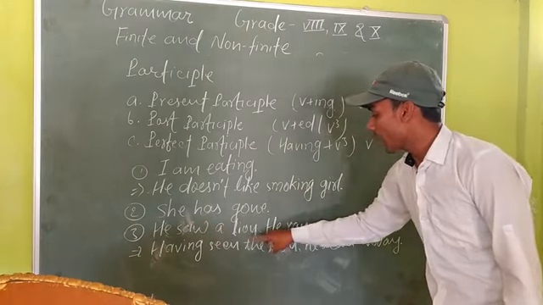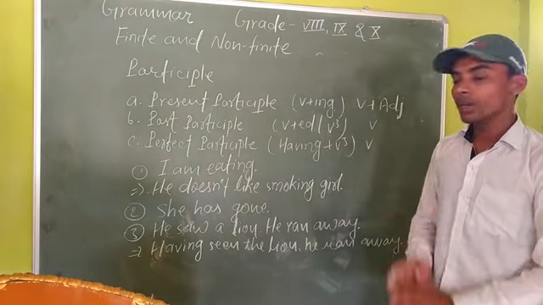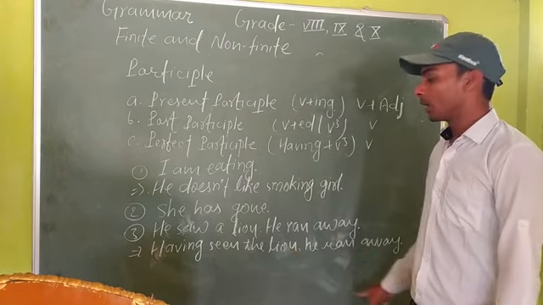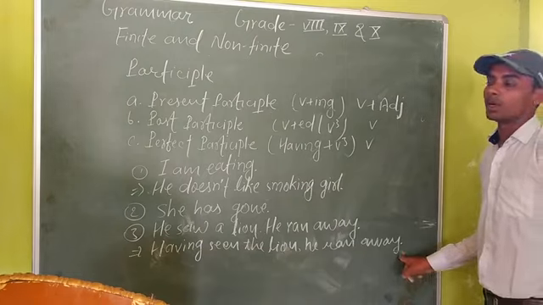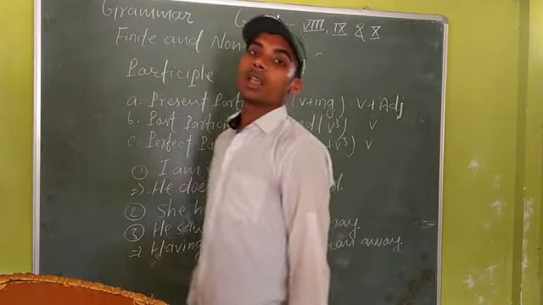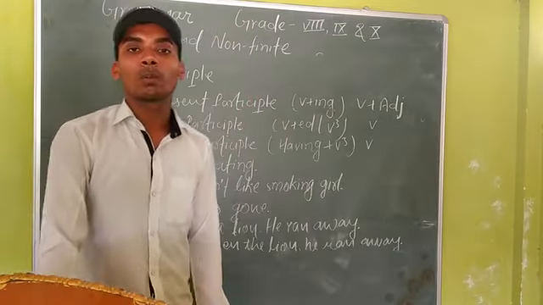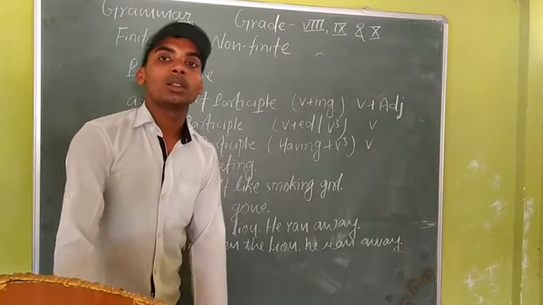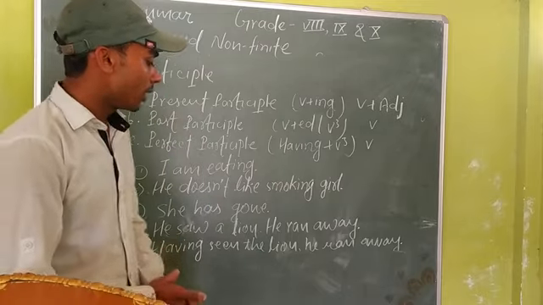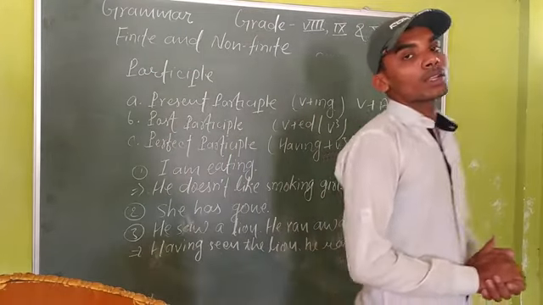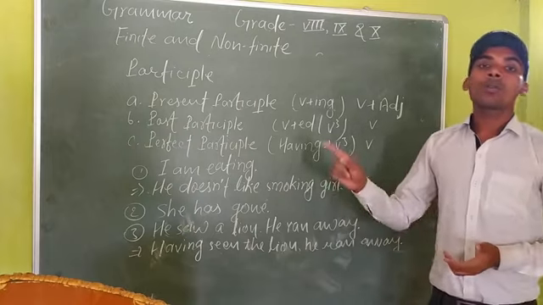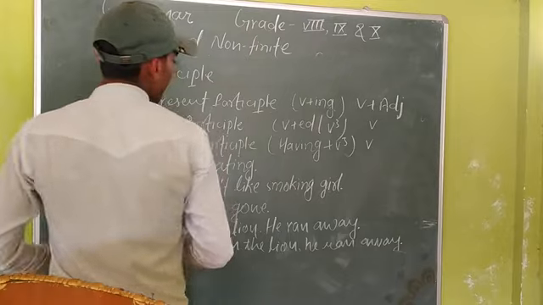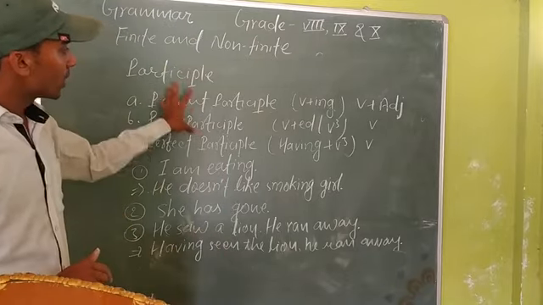He saw a lion, he ran away. Here we shall use: having seen the lion, he ran away. The second action has been generated on the base of the first action. If the first action does not take place, then there will be no existence of the second action. The second action shows its existence only because of the first action. Therefore, you yourself can understand such a function.